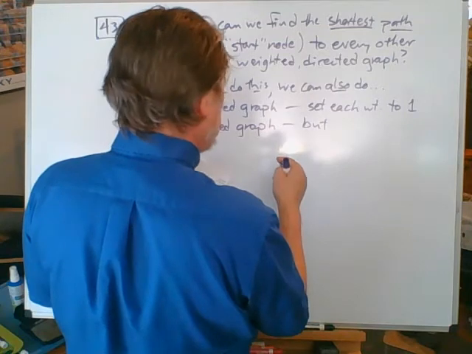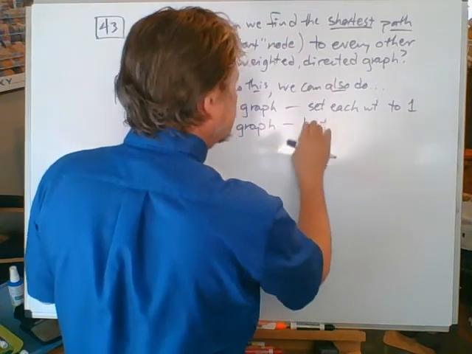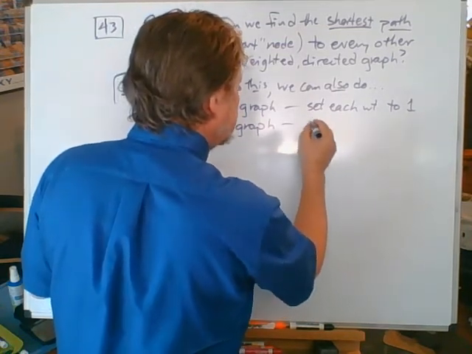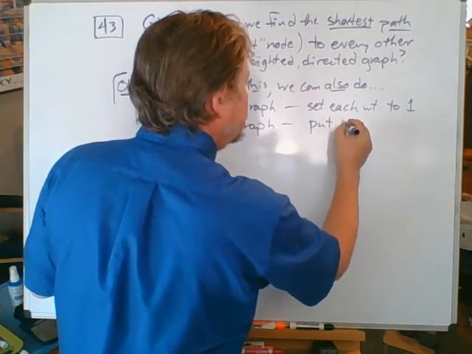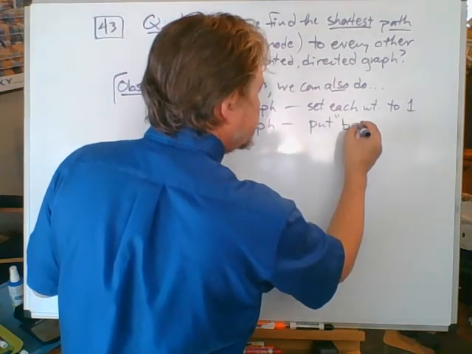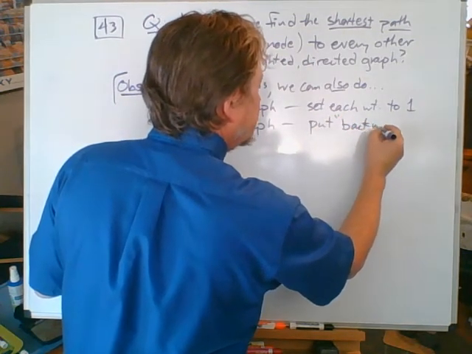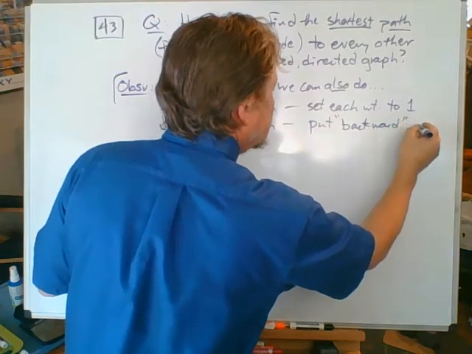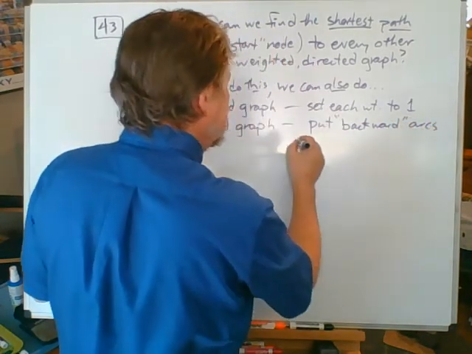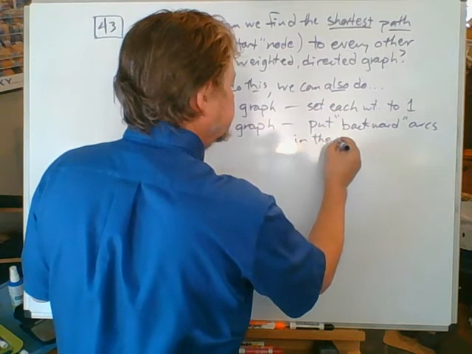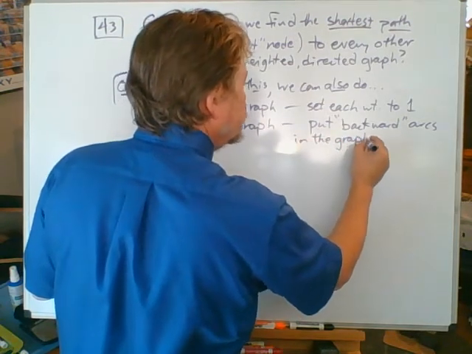What was I going to say with but? Oh. How about just put, well, I'll put in quotes, I don't know if this is a technical term, backward arcs in the graph for each forward arc.